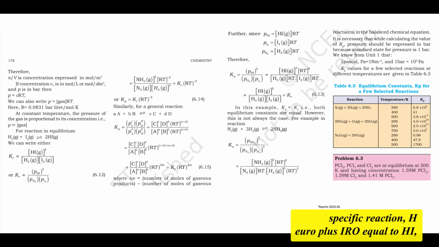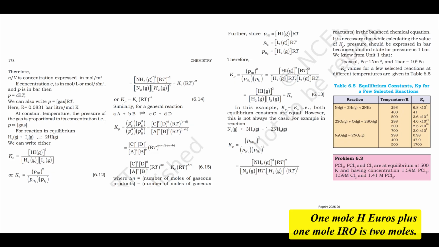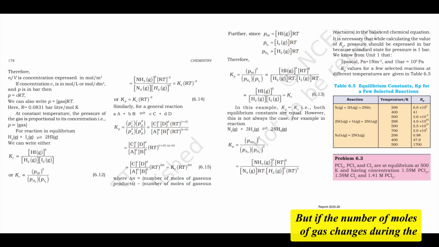Interestingly, for this specific reaction, H2 plus I2 equals 2HI, it turns out that Kp is actually numerically equal to Kc. Why? Because the total number of moles of gaseous products, 2 moles of HI, is equal to the total number of moles of gaseous reactants. 1 mole H2 plus 1 mole I2 is 2 moles. But if the number of moles of gas changes during the reaction, then Kp and Kc won't be the same.